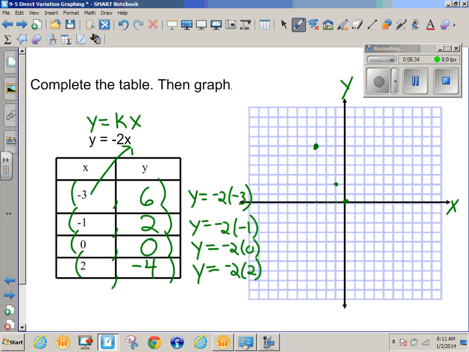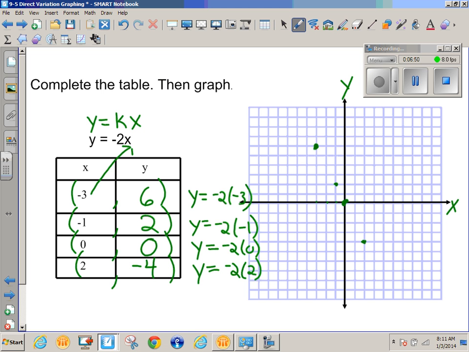We know that it goes through the origin. So if something went wrong and you don't have a 0, 0 point, then something is wrong, because all of these equations that you graphed today should go through the origin. And then the last point is 2, -4: 1, 2, 3, 4.